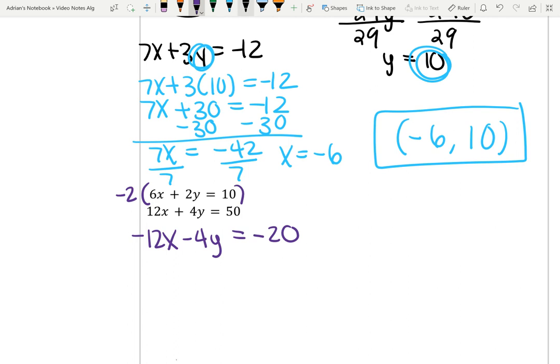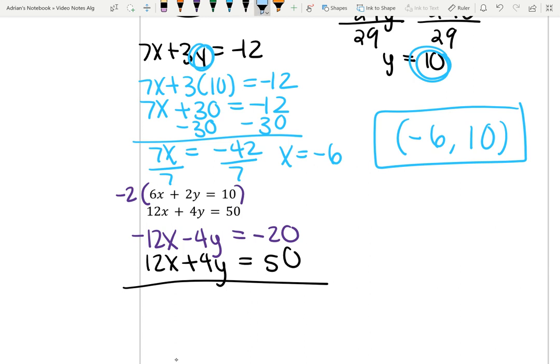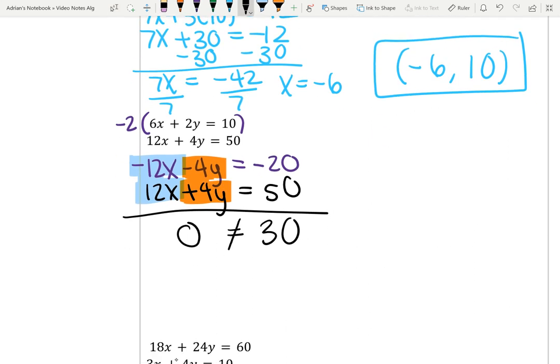And then I'll rewrite my second equation. Now, you might notice here that my x's are actually going to cancel also. So those become 0, and these become 0. That means I have nothing left over here. I just have 0 equals negative 20 and 50 become 30. Well, does 0 equal 30? No. So this is a no solution.